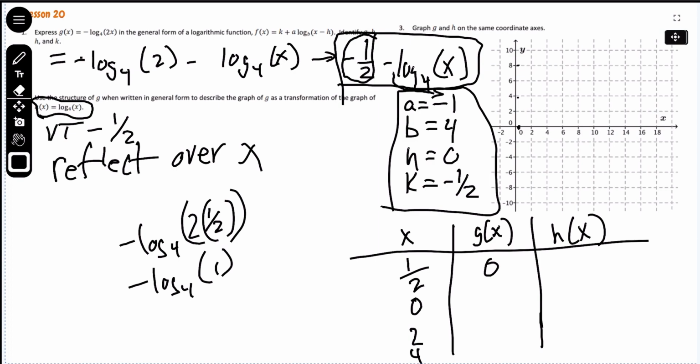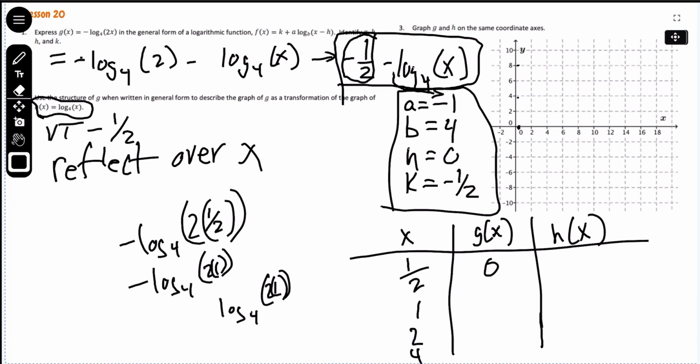So this is 0. If we plug in a 0 for x, we get log base 4 of 2 times 0. Oh, I didn't want to do 0. We know we can't get a 0. Sorry. I wanted to do 1. Let's do 1. I gotta do this correctly, don't I? Here we go. This is a 2.